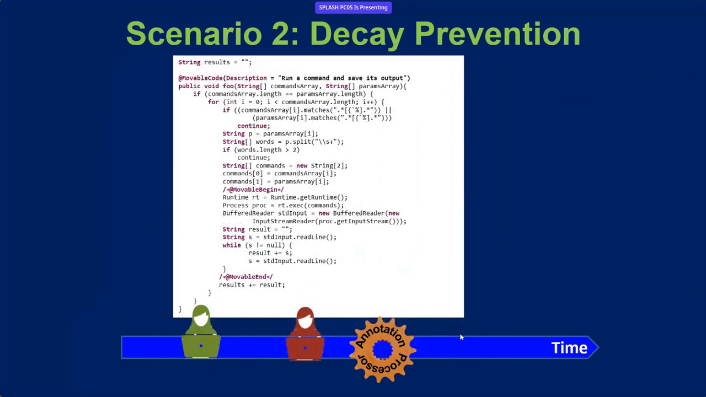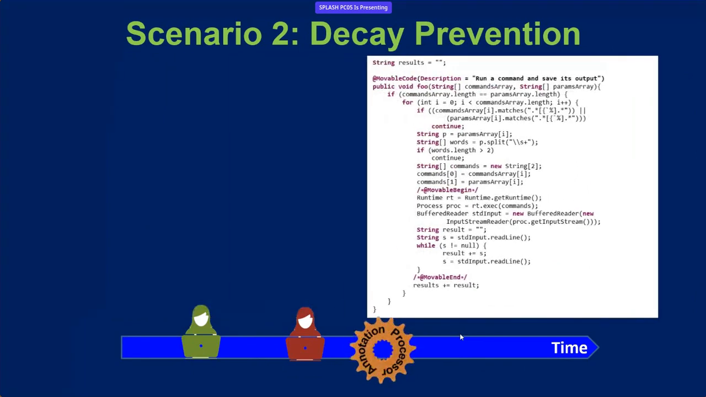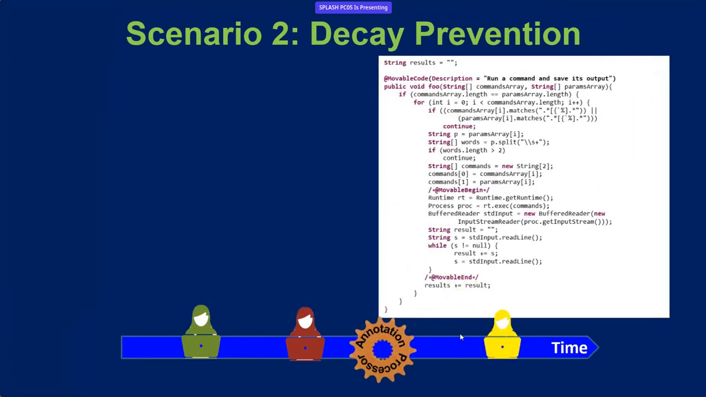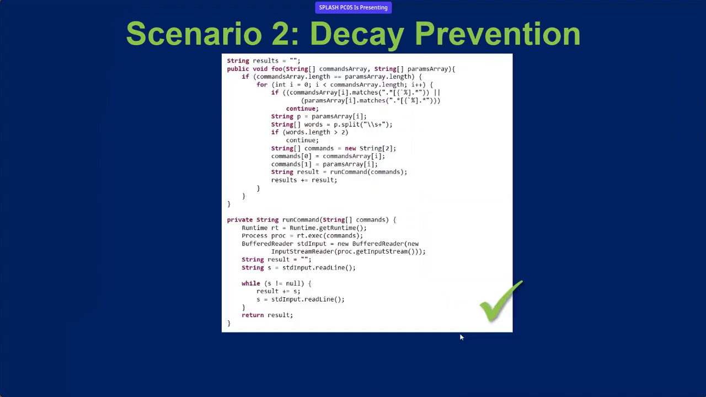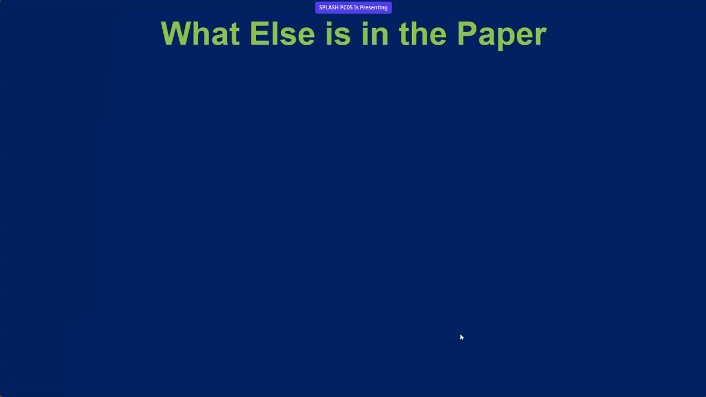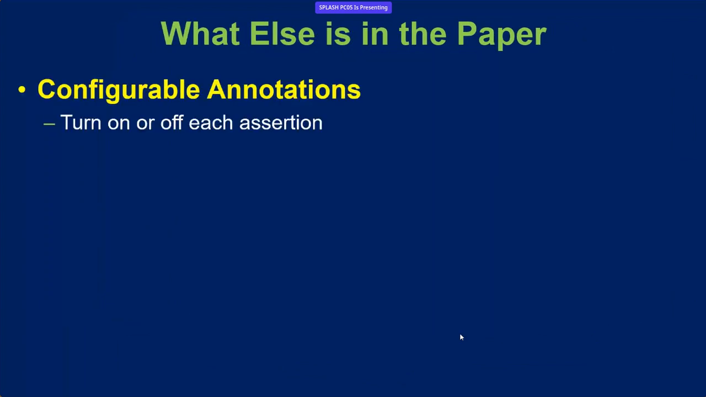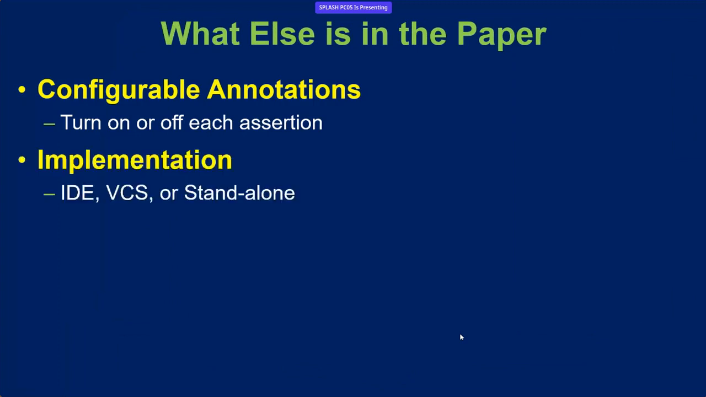Once the code is recompiled without errors, then the process continues, and eventually it reaches the developer that needs to do the refactoring action, which will be able to successfully extract that code into a method. In the paper, we also describe configurable annotations for experimentation and research. We talk about implementation strategies and our implementation.